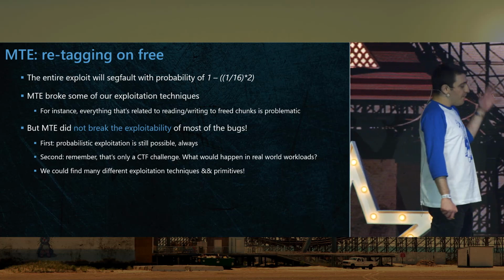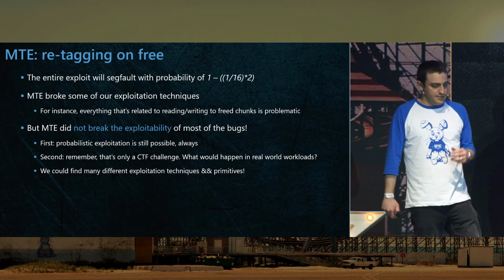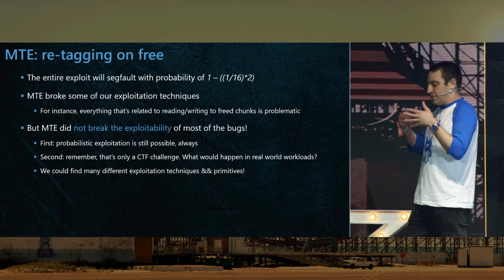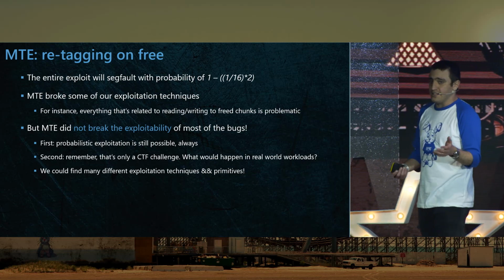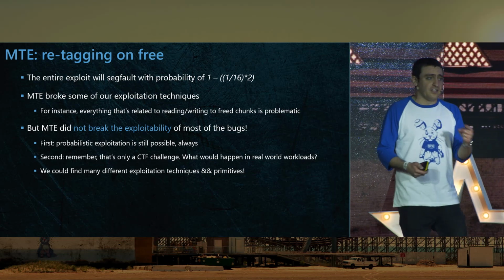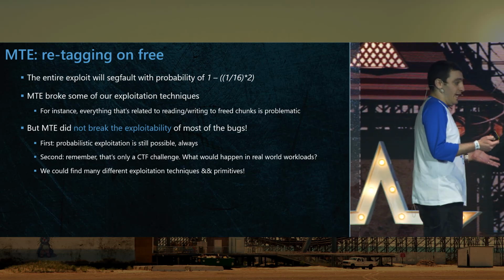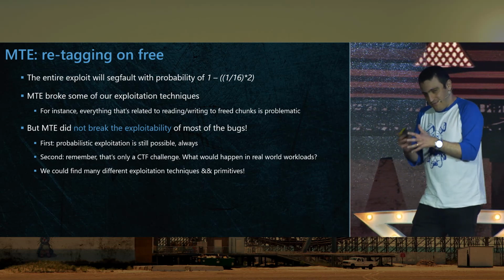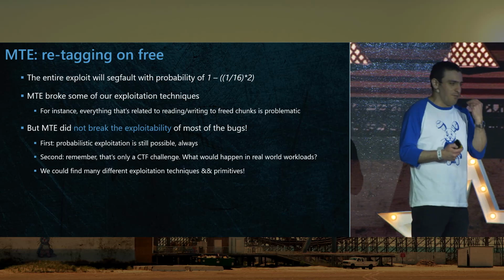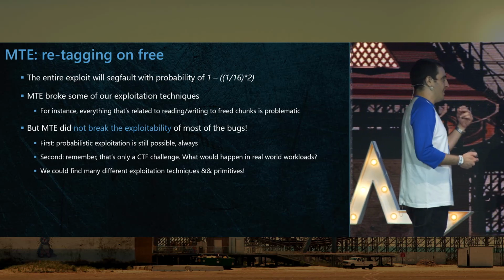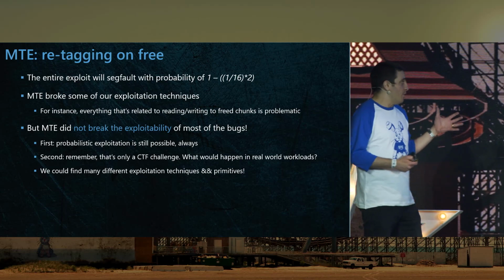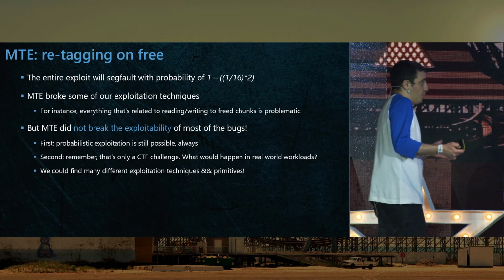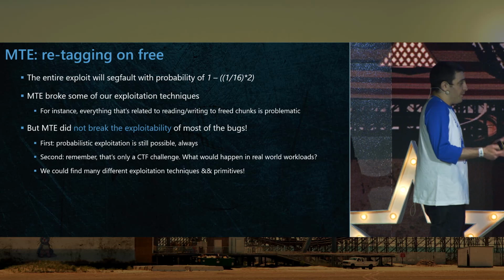So the main message here is that MTE broke some of the exploitation methods, right? For instance, every read and write into a free chunk is really problematic now. And the funny part is that it did not break the exploitability of bugs. Bugs are still exploitable, because first of all, you can do probabilistic exploits, right? And it will work eventually. It really sucks, but it will work.